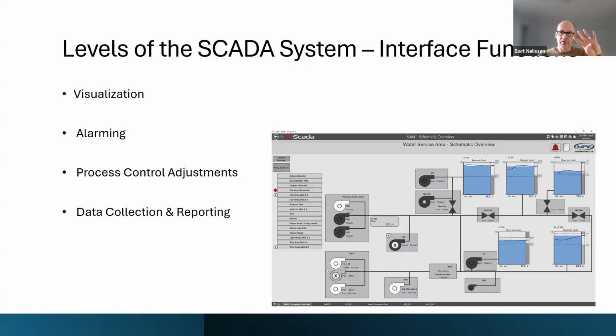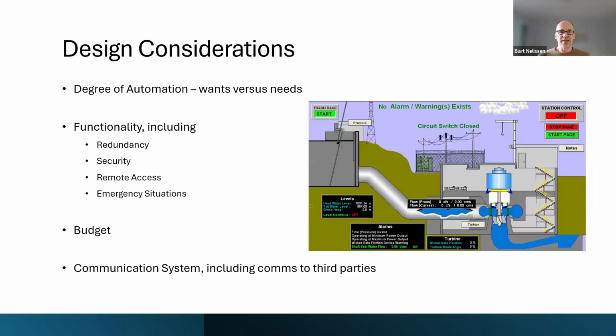So once again, we have the devices on the plant floor, we have the PLCs or the controllers, we have the communication infrastructure, and then we have that interface. And with that, I am going to switch gears a little bit, because those are the four different components, and I'm going to start talking about design considerations of a SCADA system.